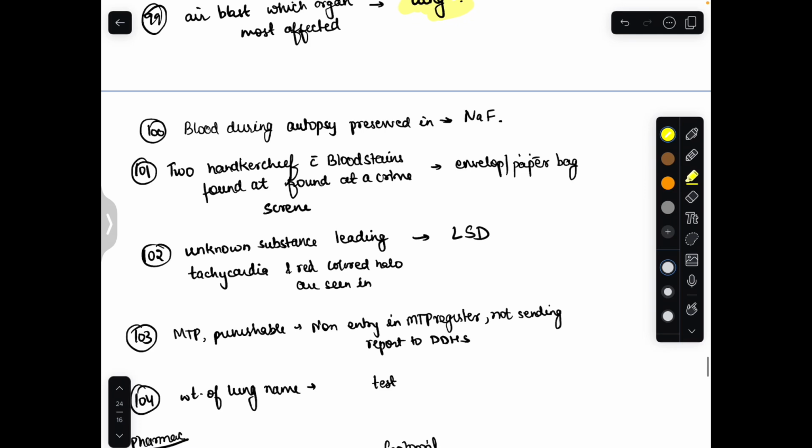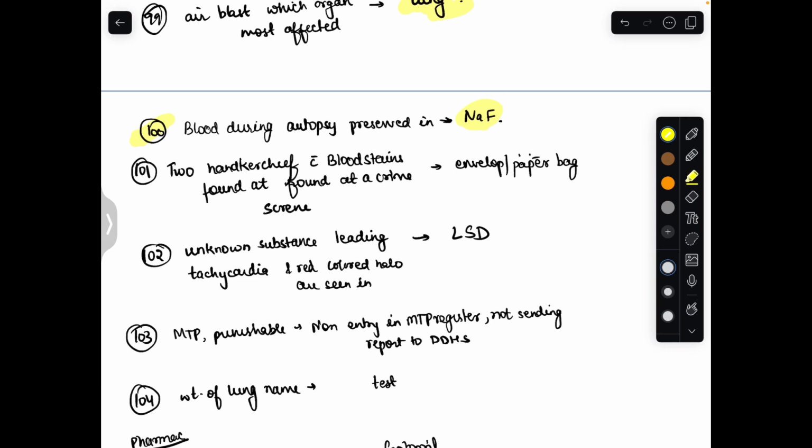Now for air blast, which organ is mostly affected? The correct answer is lung. Lung was mostly affected. Blood during autopsy is preserved in sodium fluoride. This one is the correct answer. Other options I didn't remember exactly, so if you know the other options, then you can count.